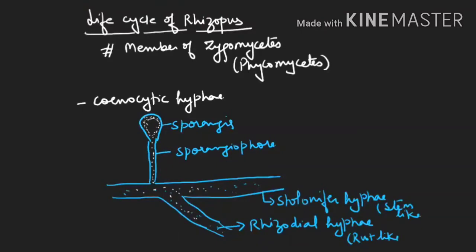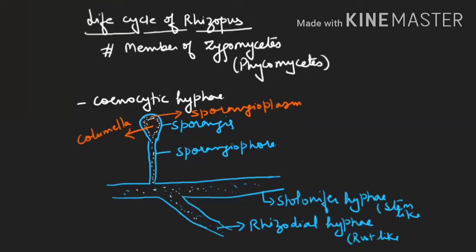So this central part is known as columella. And this peripheral part, which has the cenocytic condition, is known as sporangioplasm. Okay. Now see what we will observe after some time.